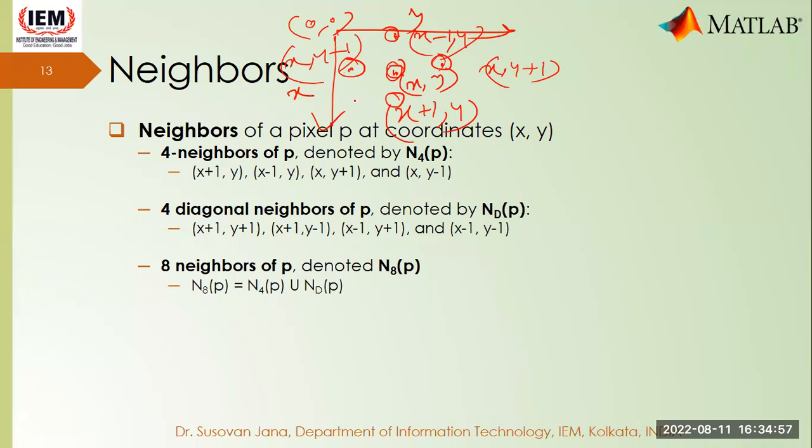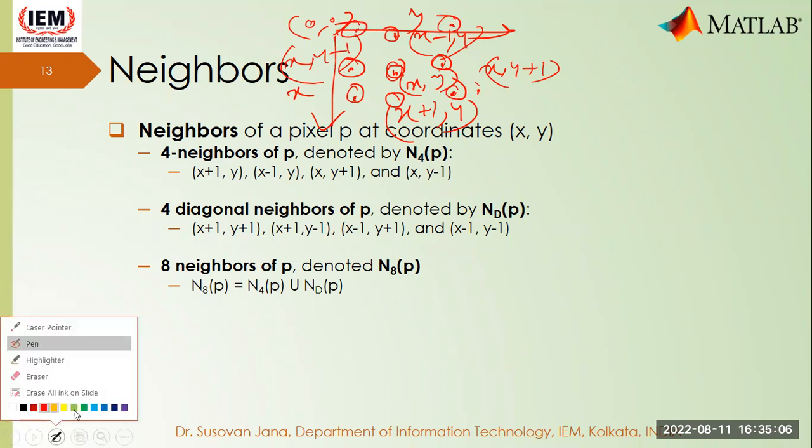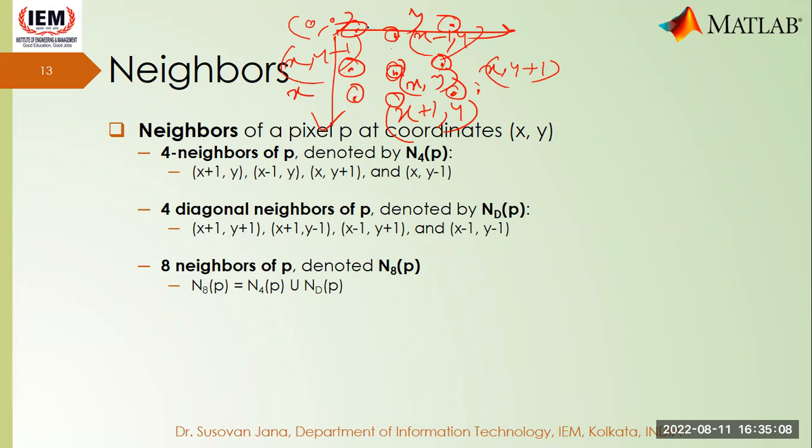So these are this one, this one, sorry, this one, and this one. Let me take another color to identify those pixels. This one, this one, this one. These 4 are the diagonal neighbors. In that way, you can easily get the coordinates of those 4 diagonal neighbors.